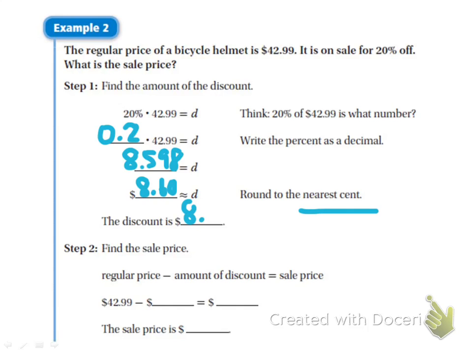So the discount is $8.60. To find the sale price, we have to take the regular price minus the amount of discount to find the sale price. So when we subtract, we find that it is $34.39. So the sale price is $34.39.